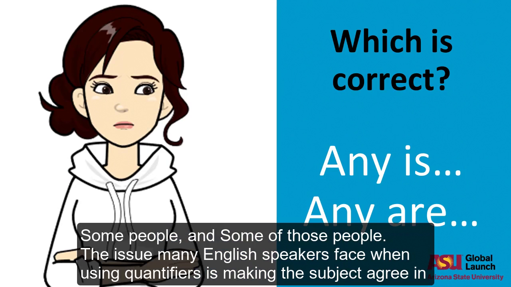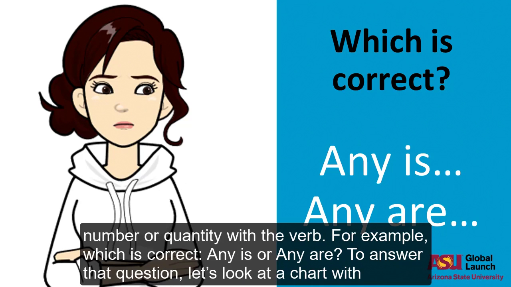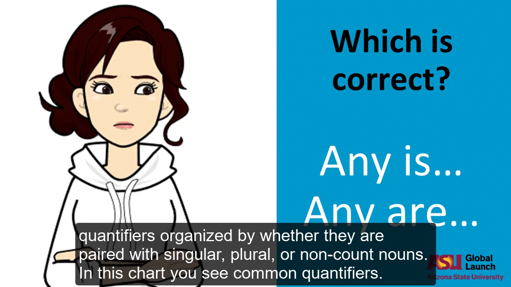The issue many English speakers face when using quantifiers is making the subject agree in number or quantity with the verb. For example, which is correct? Any is or any are? To answer that question, let's look at a chart with quantifiers organized by whether they are paired with singular, plural, or non-count nouns.